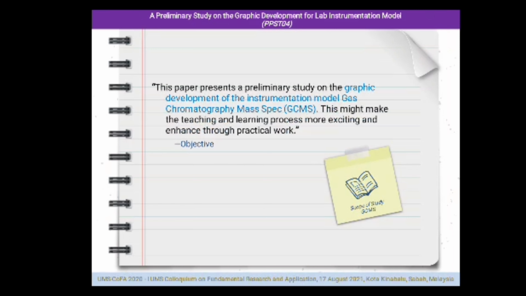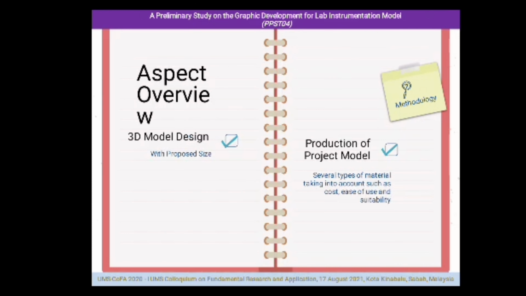This paper presents a preliminary study on the graphic development of the instrumentation model of the gas chromatography mass spectrometer, which is the chosen instrument. This might make the teaching and learning process more exciting and enhance practical work. This is our aim.